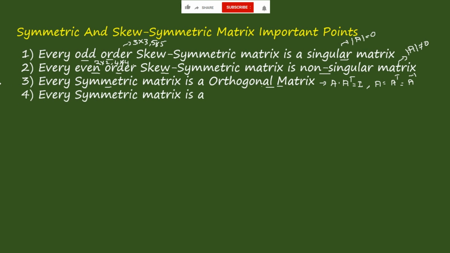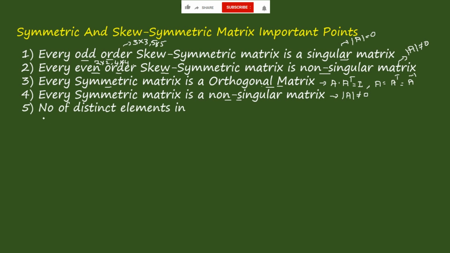Every symmetric matrix is a non-singular matrix. Yes or no? The determinant of a matrix A is not equal to 0 in the case of a symmetric matrix. Coming to the next one.